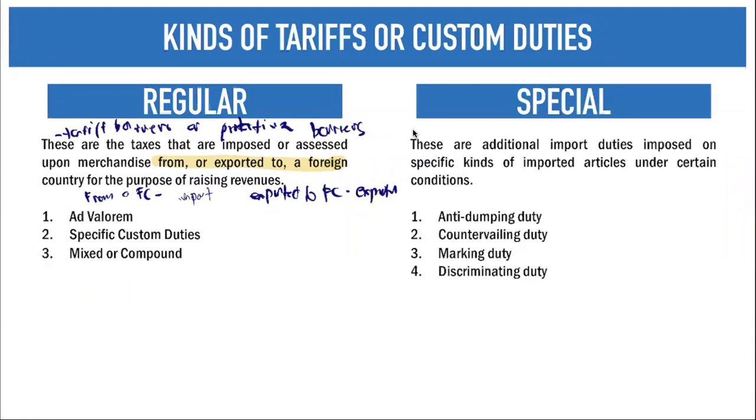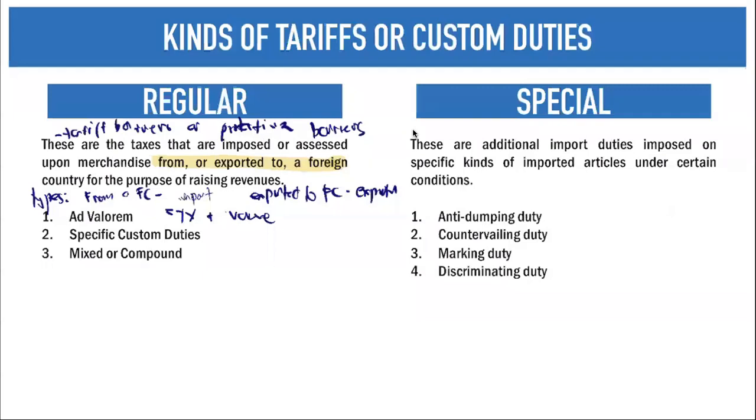And what are the types of regular tariffs? The first type of your regular tariffs is your ad valorem. So what is this ad valorem? They are computed on the basis of the transaction value of the imported articles. So transaction value plus a value based on the transaction value. Ad valorem, you add to the value. So from the transaction value, you add to the value.